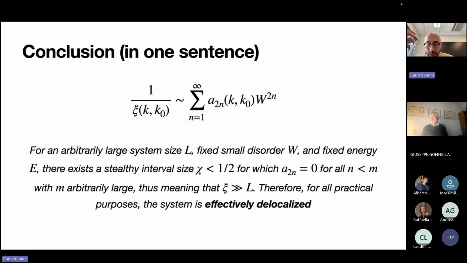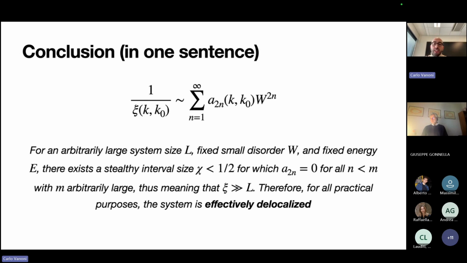So basically, this hyperuniform disorder, this stealthy disorder, is able to make the system effectively delocalized in the following sense. If you take a finite but large system size, so you're not taking the thermodynamic limit first, this is relevant for all experimental applications. You can fix W, the disorder strength. You can keep it quite small, but not vanishingly small.